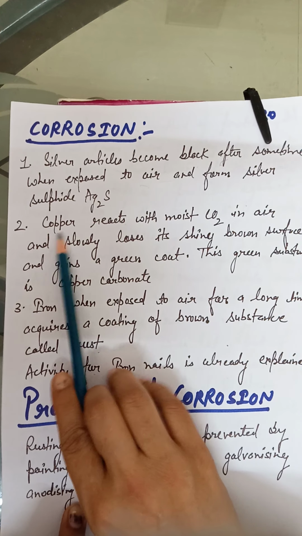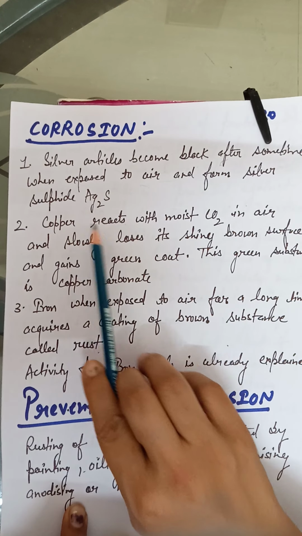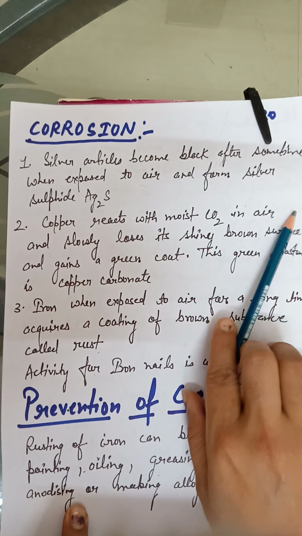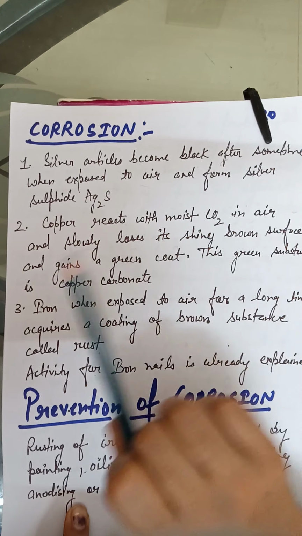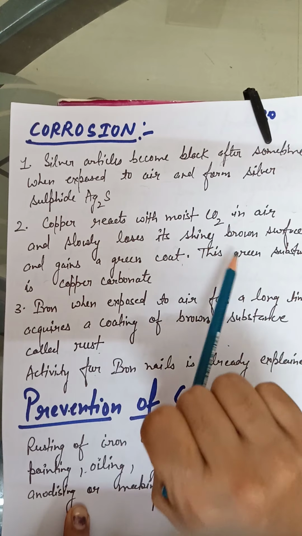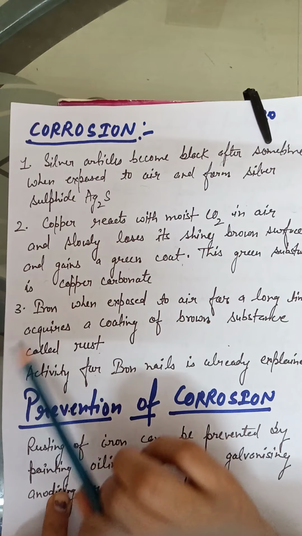And on copper articles, which color of layer is formed? Green color. Copper reacts with moist carbon dioxide in air and slowly loses its shining brown surface and gains a green coating. This green substance is copper carbonate. All of you know that.